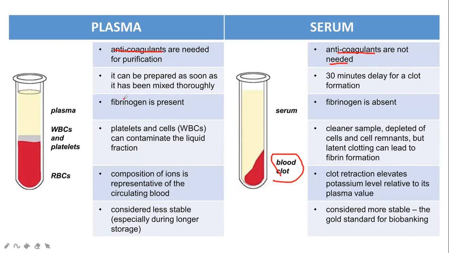Your plasma can be prepared as soon as you thoroughly mix your anticoagulants with your blood. When you extract blood from your patients, you transfer it into tubes, depending on which tube you are using. For example, if you want plasma, of course you put your blood samples into tubes that contain anticoagulants like EDTA, heparin, or citrate.